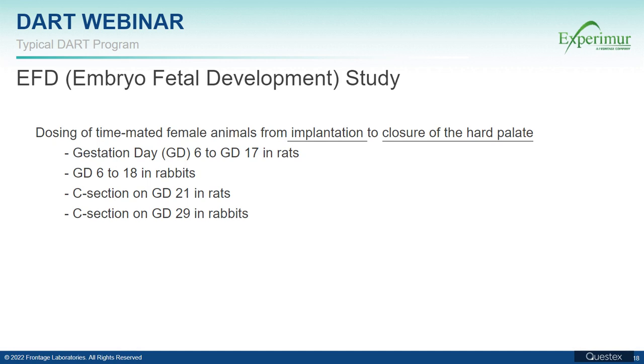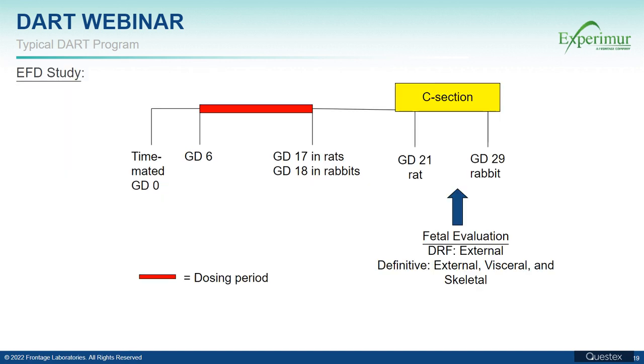For this type of study, rats are usually dosed between implantation and closure of the hard palate, between gestation day 6 and 17 in rats, and in rabbits, which is the second species, which is really important to have since, as Sapita pointed out for thalidomide, had they tested it in rabbits, they would have found thalidomide to be a teratogen. Then we have C-sections on gestation day 21 in rats and in rabbits on gestation day 29. Here's a little picture to maybe make it a little bit easier to look at.